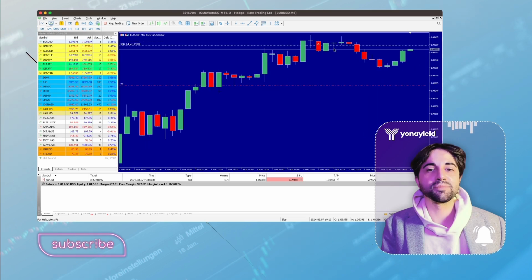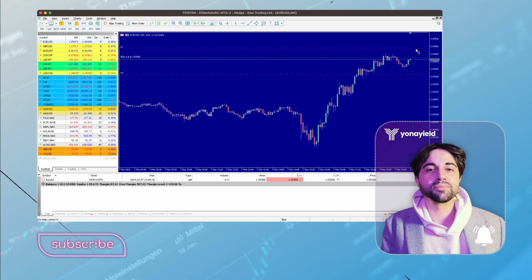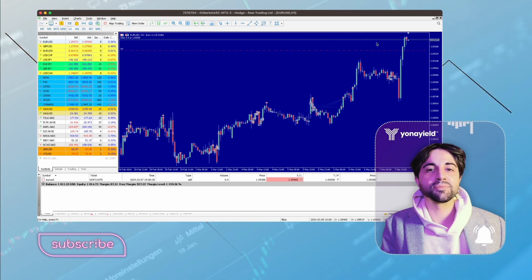So let's have a look into the 5 minutes again. Ideally it would come down here again. Once it does, then we can take the stop loss closer again, because then the pullback here in the 1 hour would be finished, and we will see. I'll keep you updated on that.